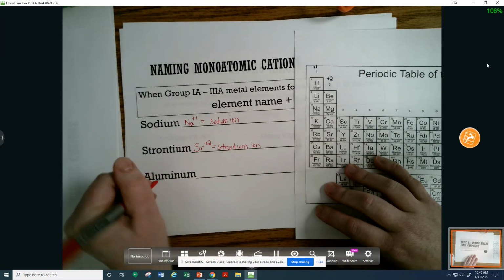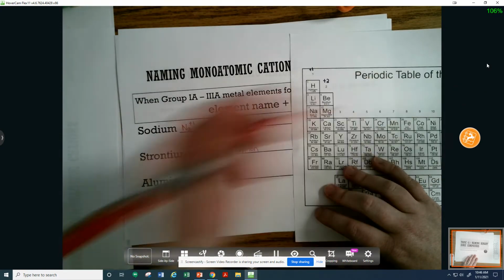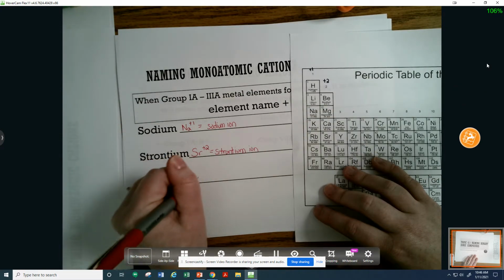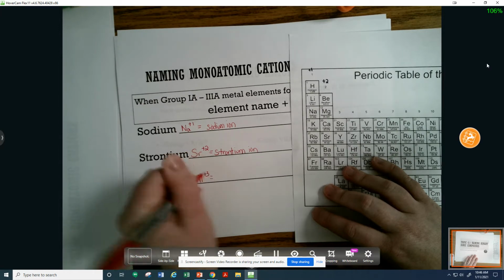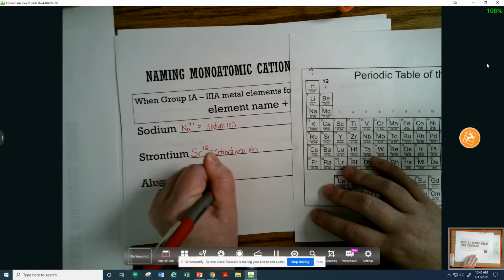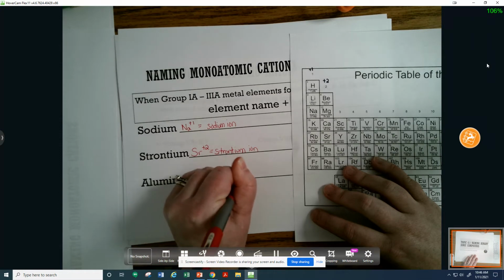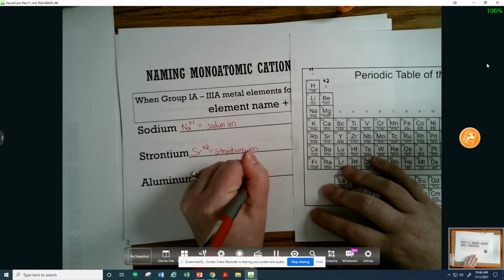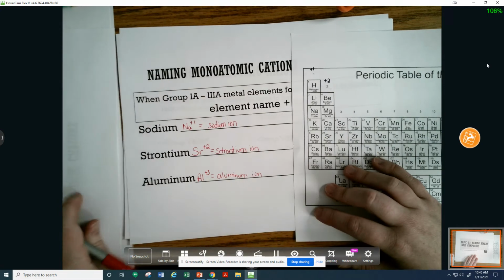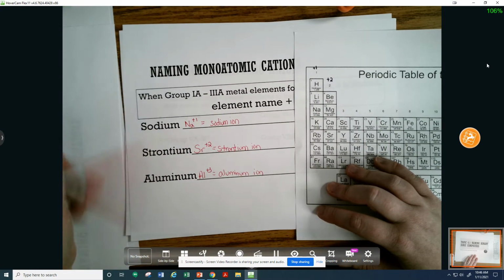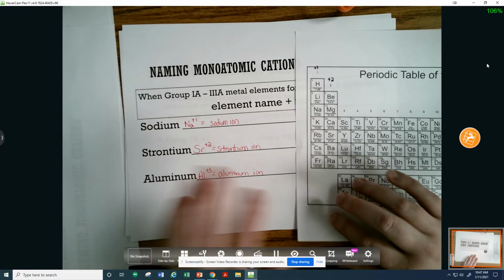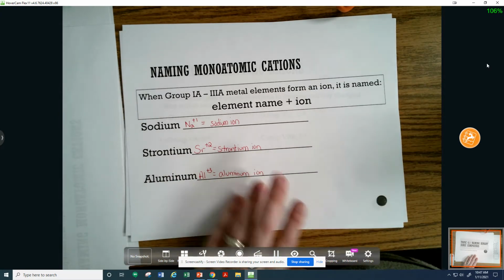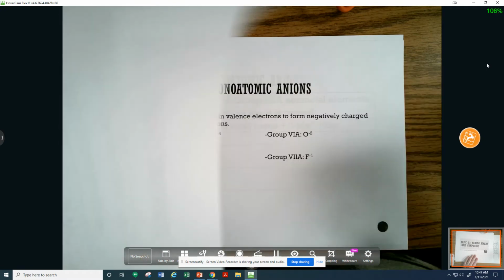And the last one, we have aluminum. I know my screen's cut off a little bit here, but that's the one we drew the arrow with. So we have Al +3, and we just call it an aluminum ion. The moral of the story here is that when you name the metal, the cation, you don't change anything about its name. When we name anions, they follow a different rule.